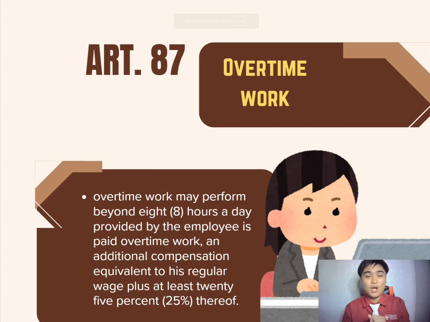Article 87. Covers overtime work. According to this policy, if an employee works more than 8 hours in a day, they are entitled to additional compensation for that extra time. They receive their regular wage plus at least 25% on top of that for every hour of overtime. This rule is essential because it ensures employees are fairly compensated for their extra effort and time, promoting a balance between work and personal life.